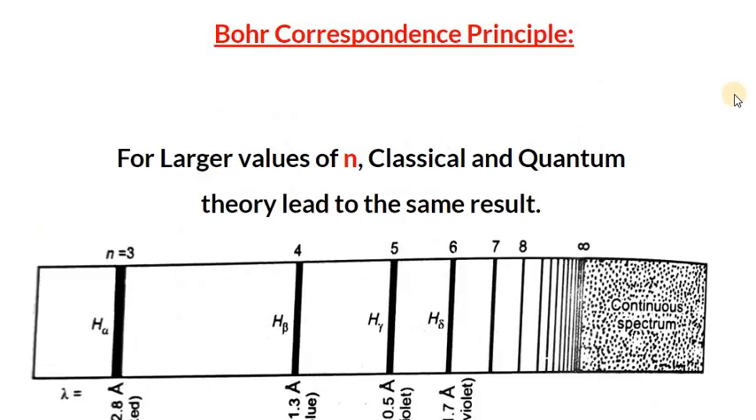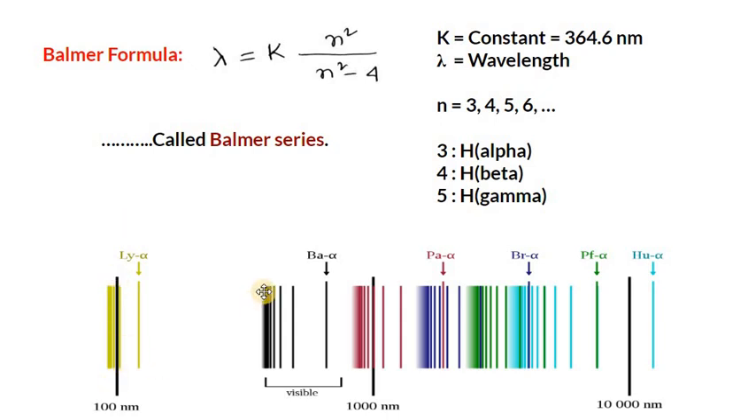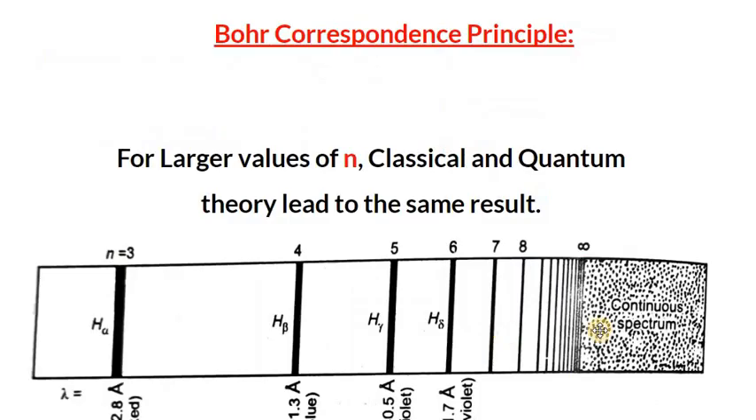Next, another principle was there, that is the Bohr correspondence principle. So listen, according to classical mechanics, as Rutherford said, the energy released by the electron will be continuous. If the electron releases its energy continuously, we will get a continuous spectrum. That means we are not able to get the different line spectrum. We would get a spectrum like this continuous spectrum, and we won't be able to get different lines.